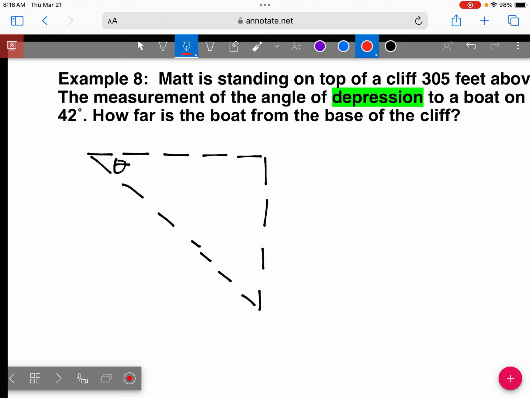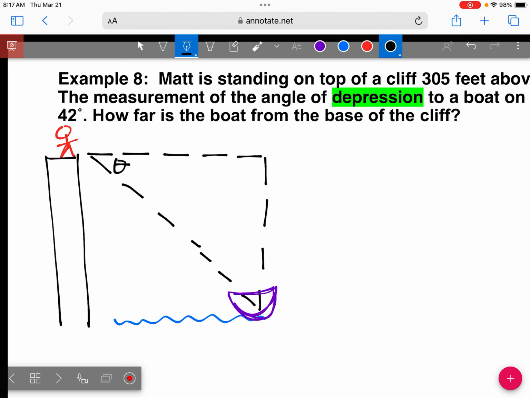And then when I'm drawing the actual scenario, so I have Matt. He's standing on the cliff. There's a lake here. There's a boat. Let me draw a little boat. Okay, the base of the cliff. So he's standing on the cliff. So I'll say this is the cliff, which is not really a cliff, but you all kind of get the idea. So that's Matt. He's standing on the cliff. The cliff is how high? How high is the cliff above the lake?